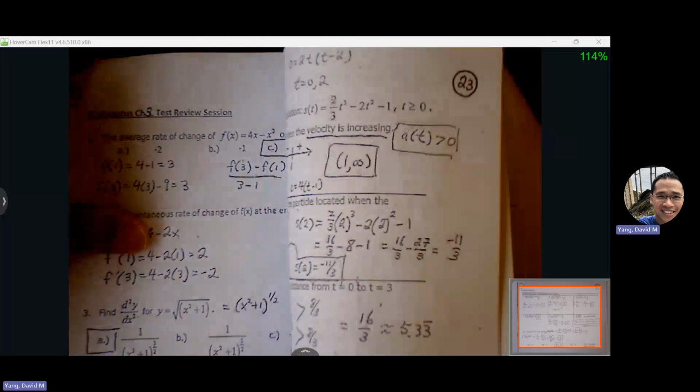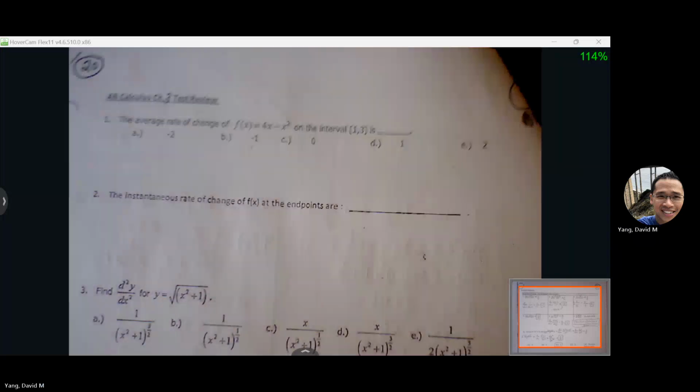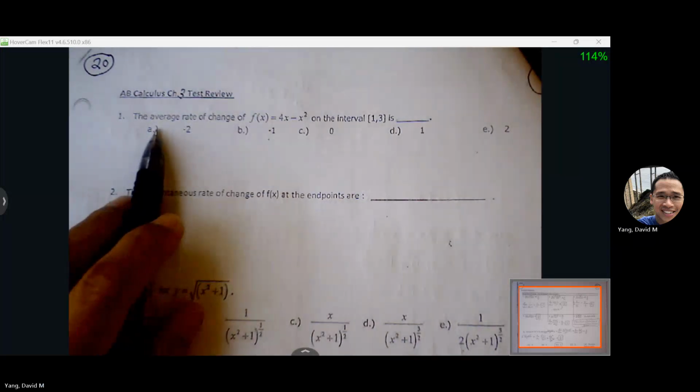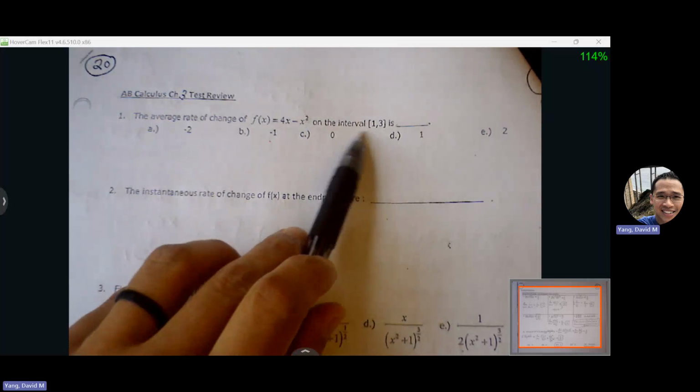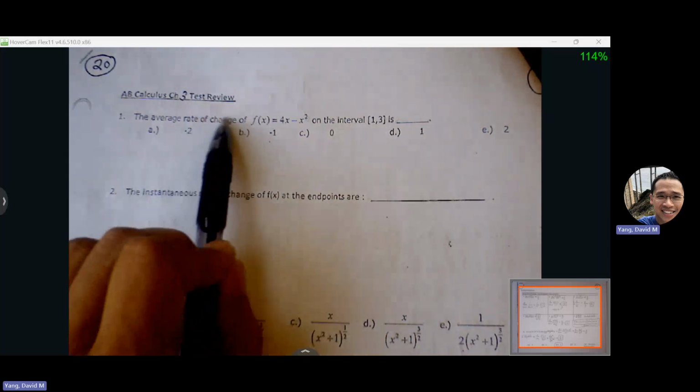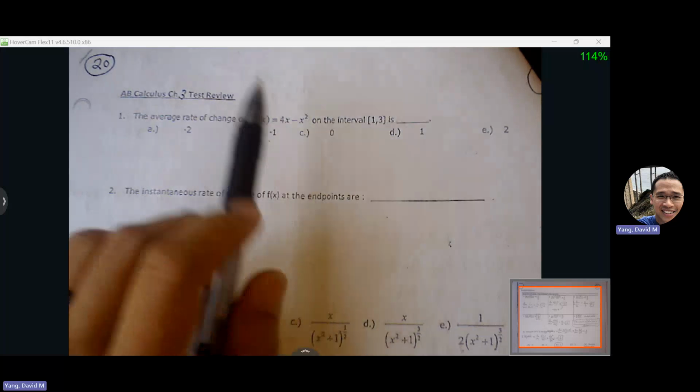All right, let's go to page 20. Number 1: the average rate of change of 4x minus x squared on the interval is... So average rate of change, what's our strategy here?